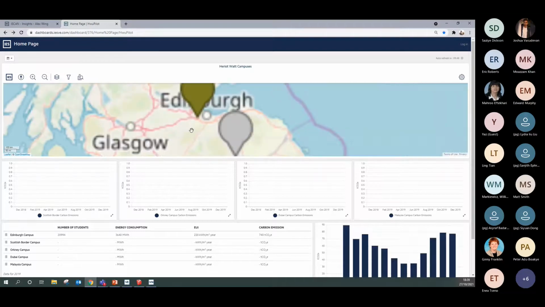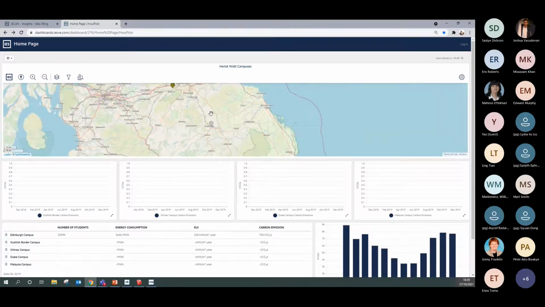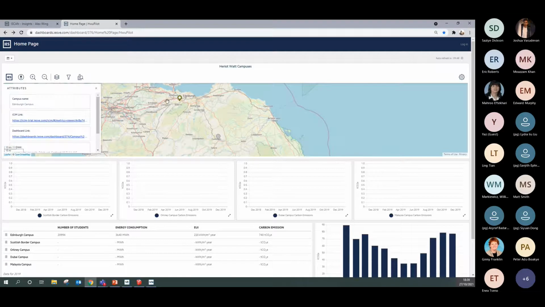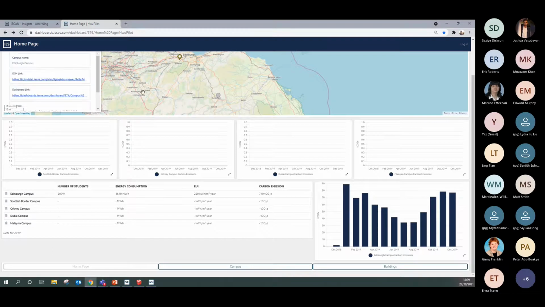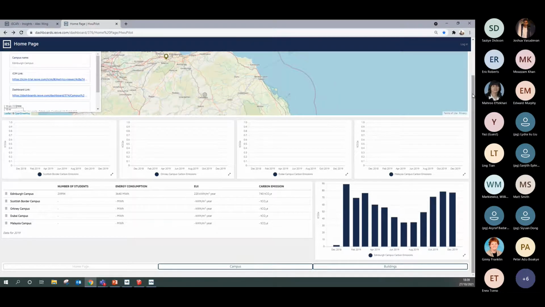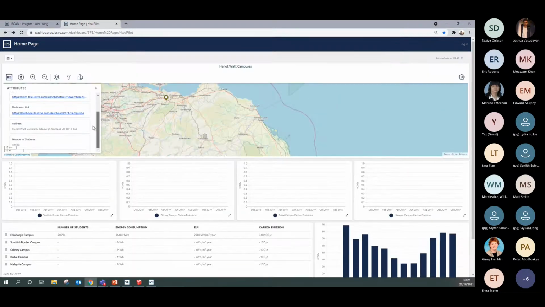Each of these pins you can see represents a physical asset. If I click on this, you can see this is the Edinburgh campus, and we've got some other information there. It tells me the number of students within that campus. Again, these are fully customizable.